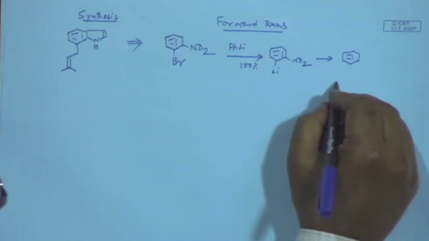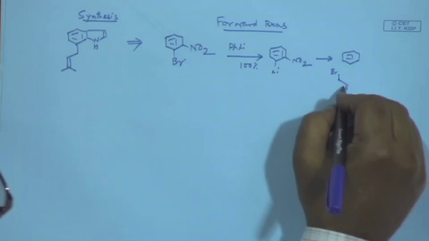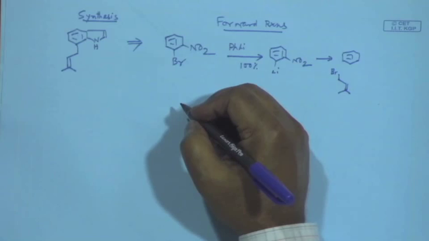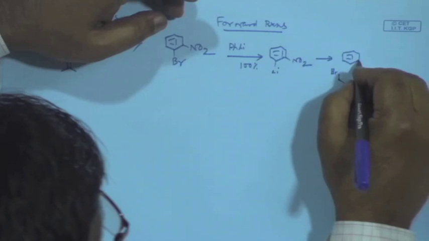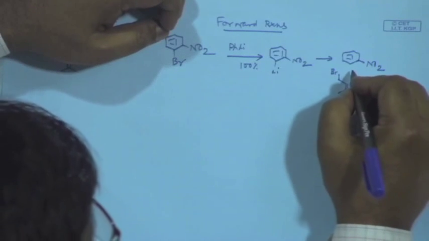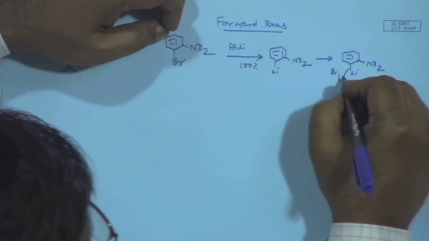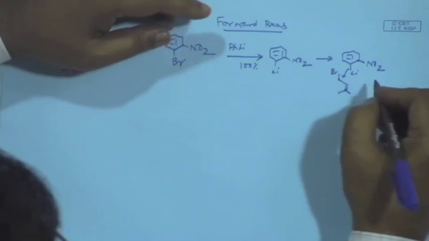Then you have to introduce this allyl or prenyl group here. Mind it, in most cases the prenylation doesn't take place unless you put cuprous salt, right? But in some cases, if the reactivity is so compatible, then you can directly do this displacement, especially if it is an allylic substrate, not this simple alkyl substrate.